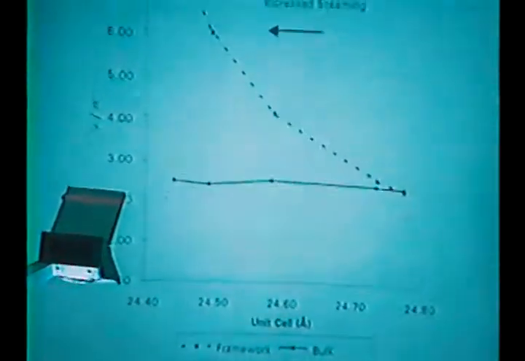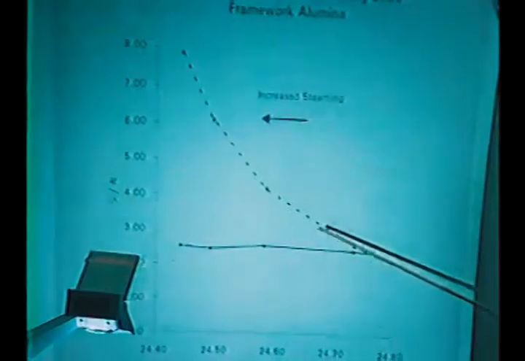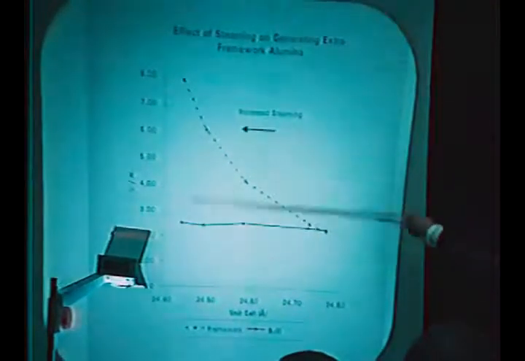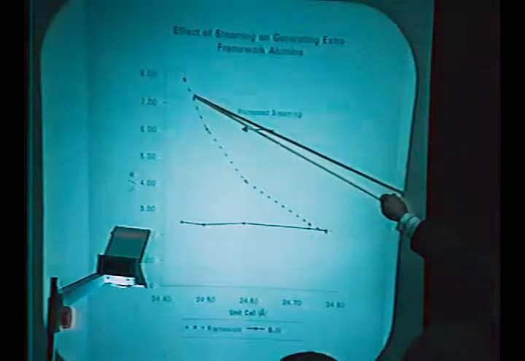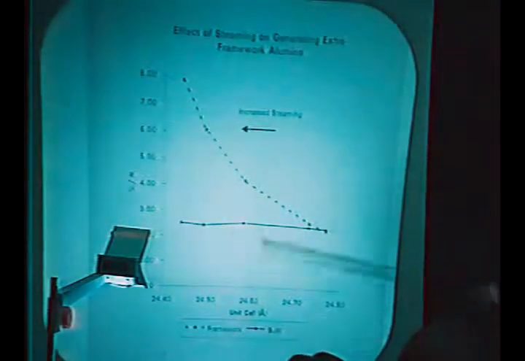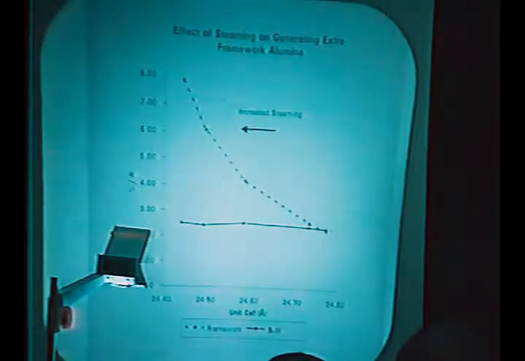Here, you see the wide difference between these two sets of samples. As you go to more severe dealumination, this is what happens to the framework, and this is what happens to the bulk, which is practically nothing, it's constant. So this should be interesting, and we should be able to make good comparisons in terms of the role of extra framework aluminum from these samples.